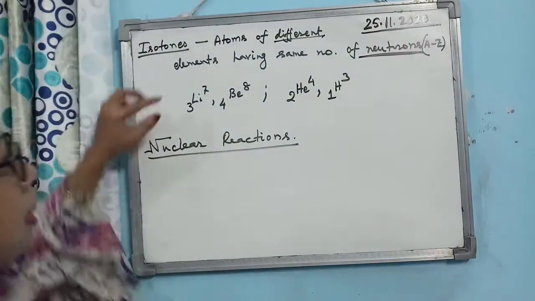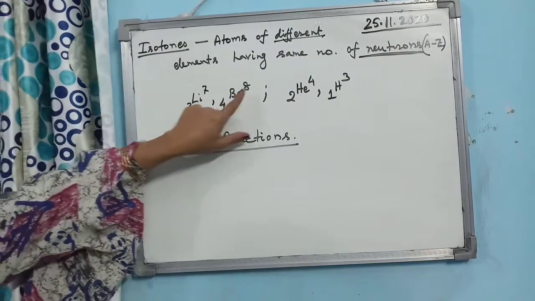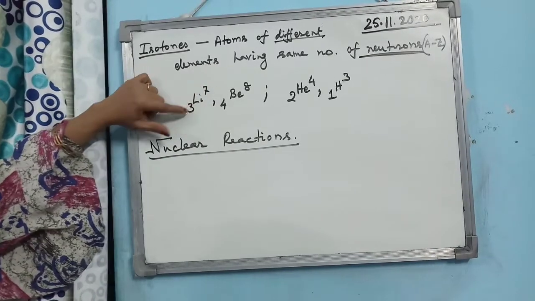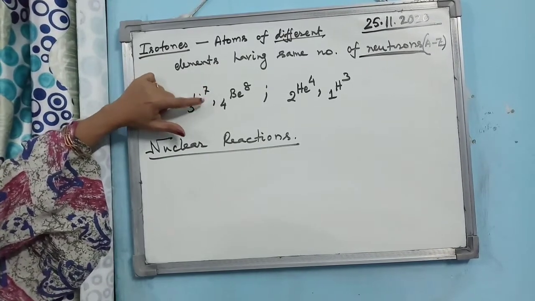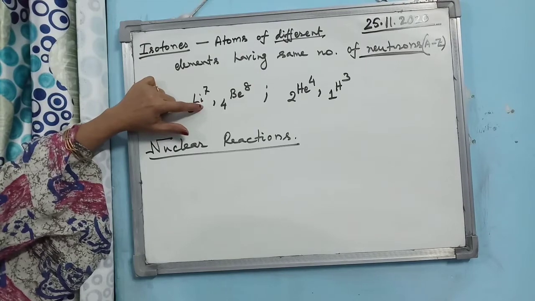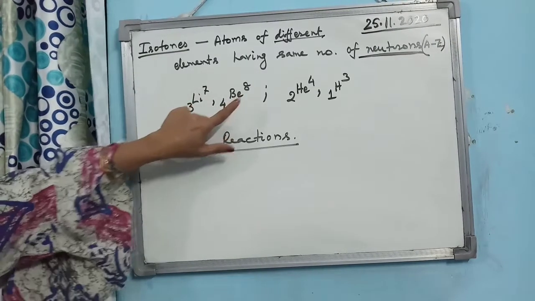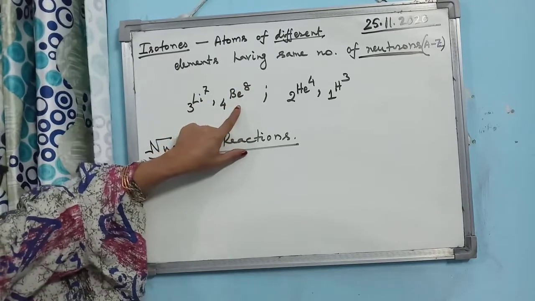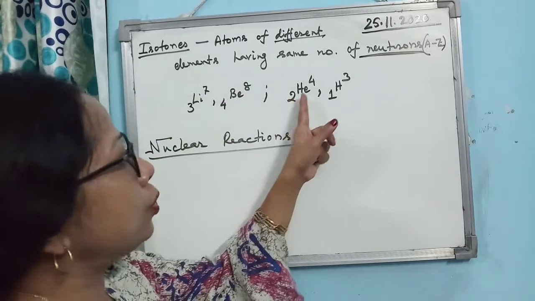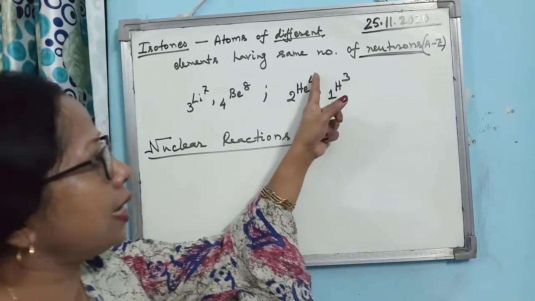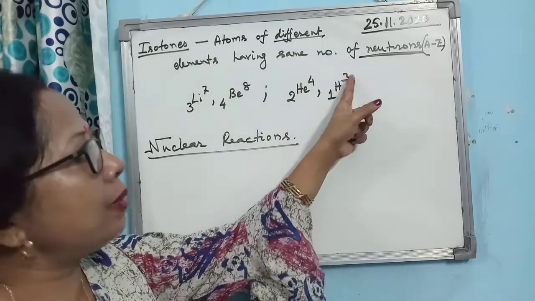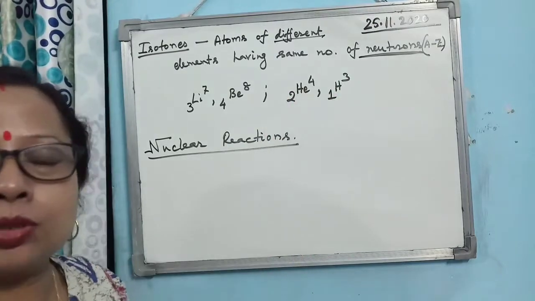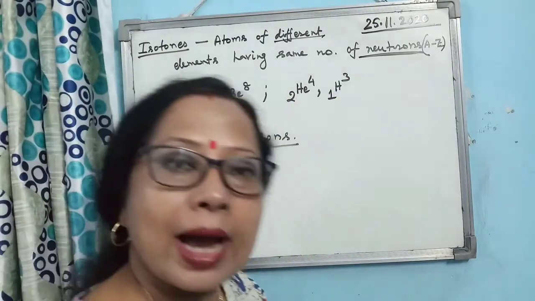What are the examples? 3Li7, 4Be8. If you subtract 3 from 7, mass number minus atomic number, you get 4. So lithium has 4 neutrons. If you consider beryllium, it is 4Be8, so 8 minus 4 is 4. So it also has 4 neutrons. Like that, 2He4 and 1H3. You see A minus Z, how much? 2. A minus Z, how much? 2. So they have the same number of neutrons. So they are examples of isotones.